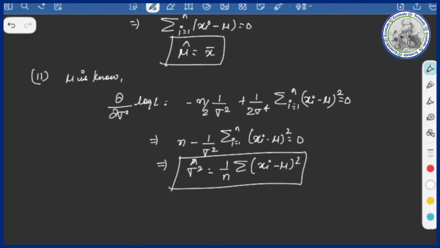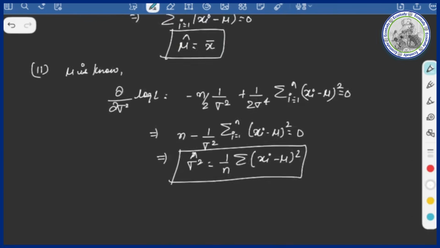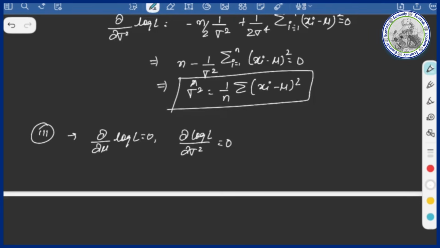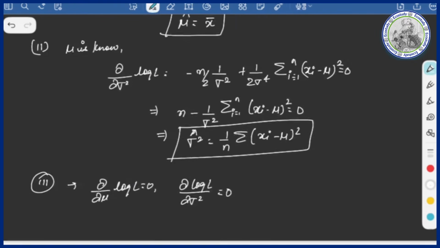This is what we gave for sigma square. Now in the third I will give just a hint, you will try to solve it. Just use d log L by d mu is equal to 0 and d log L by d sigma square is equal to 0. Okay, you will get an estimate, and it will be the same for this case and for mu.